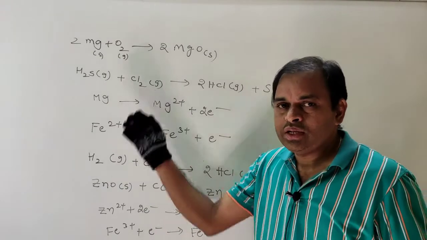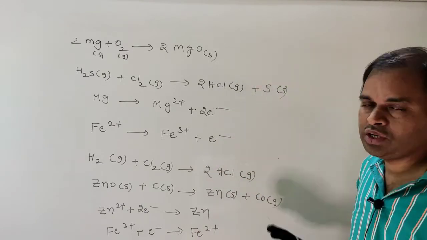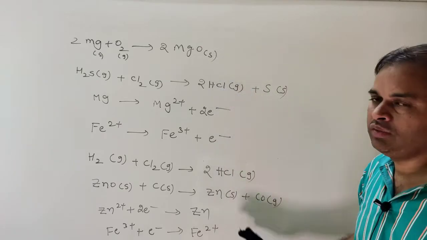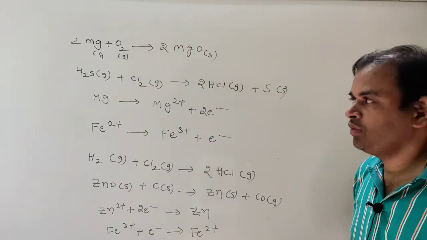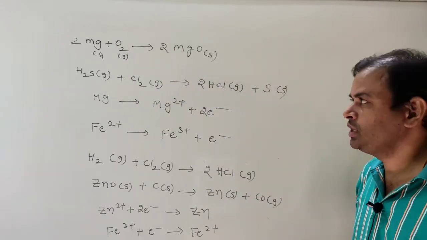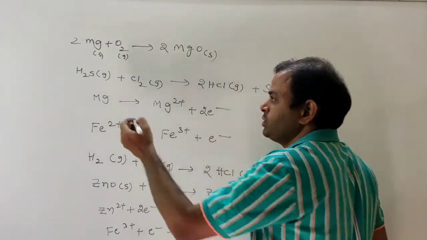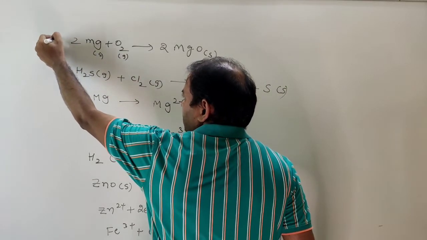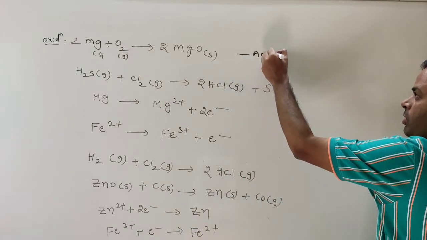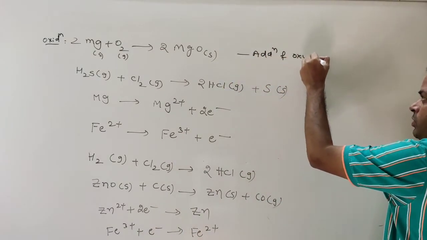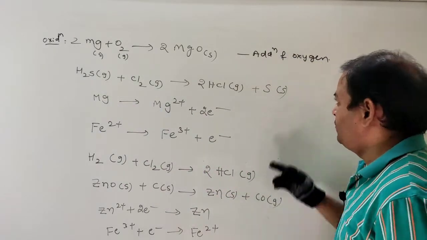Now based on the definitions of oxidation and reduction, we have to tell whether each and every reaction is an oxidation or a reduction reaction. First, as per our definition, what is oxidation? Addition of oxygen is oxidation. So here oxygen is added, that's why it is an oxidation reaction. What is the category here? This is addition of oxygen. Addition of oxygen is oxidation.